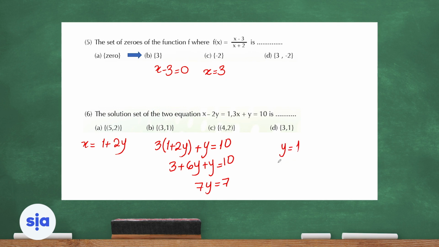If y equals 1, to find the value of x, x equals 1 plus 2 times y, so x equals 3. So here, take care for this trick. D is not an ordered pair, so it is not a solution set. So the solution set in this case is x equals 3, y equals 1. So the choice in this case is choice B.